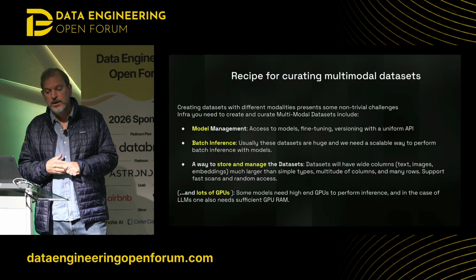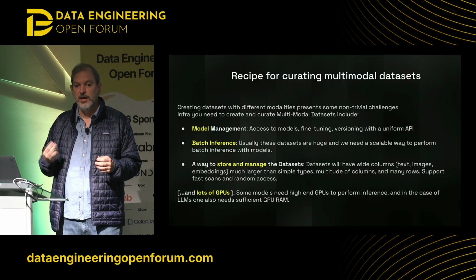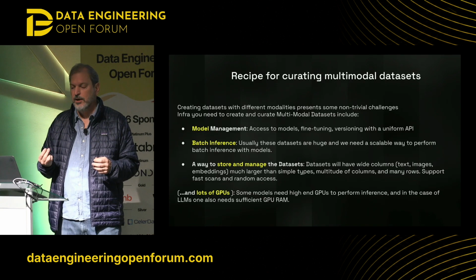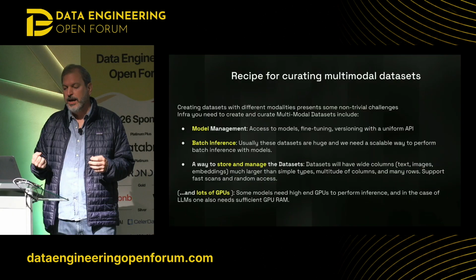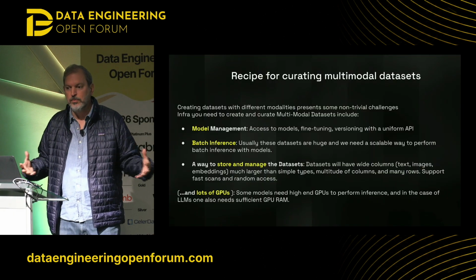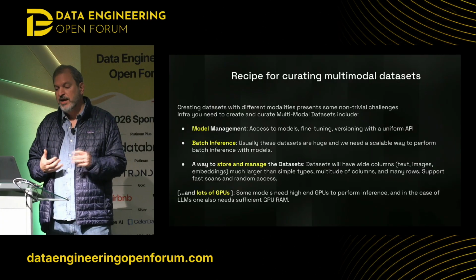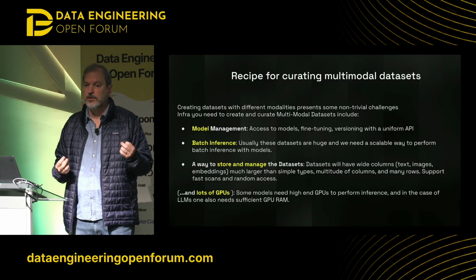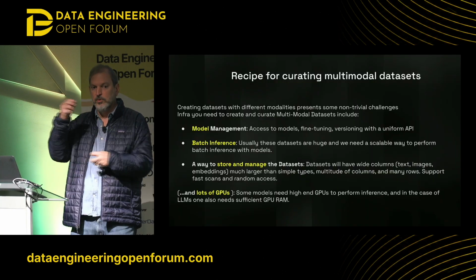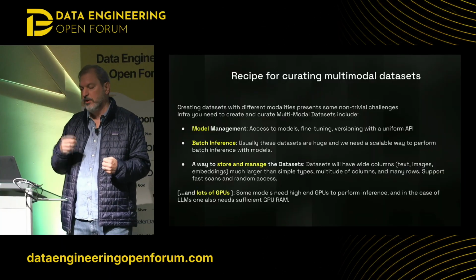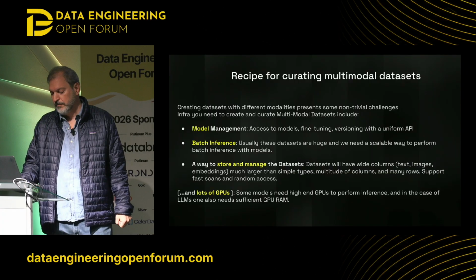Another thing that you need is batch inference. These models are very expensive to use. You need to use GPUs sometimes, most of the time. And you need to do batch inference to scale to all of the data that you need to process. And finally, you need a storage system to preserve the data, filter the data, and query the data. At the same time, you go back to square one where you do more inference. And finally, you need a lot of GPUs to get away with this.